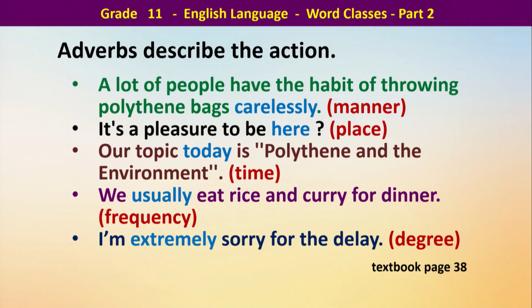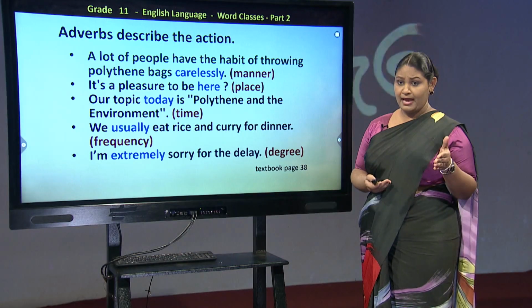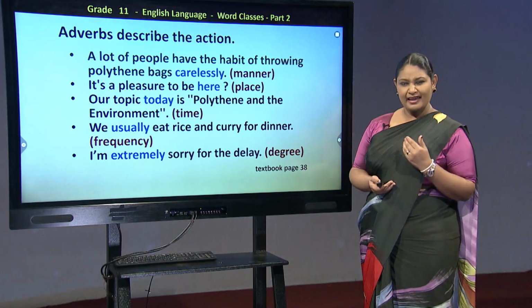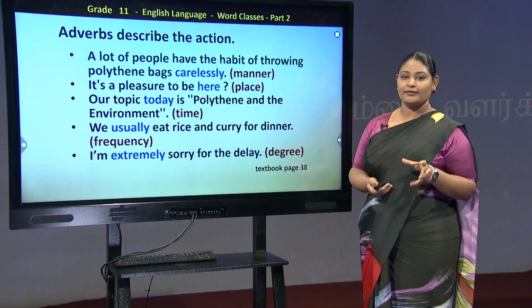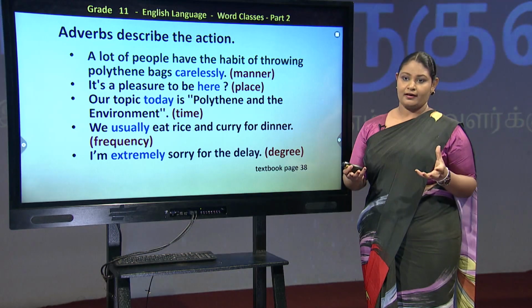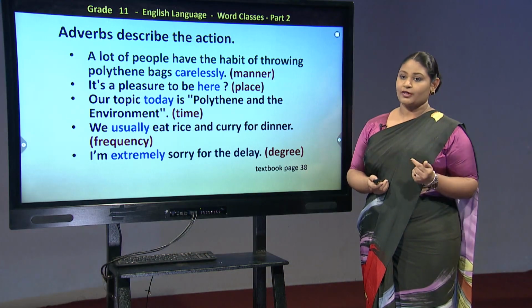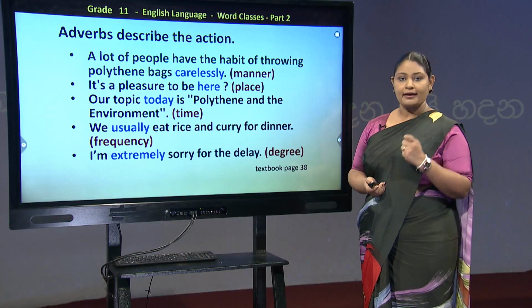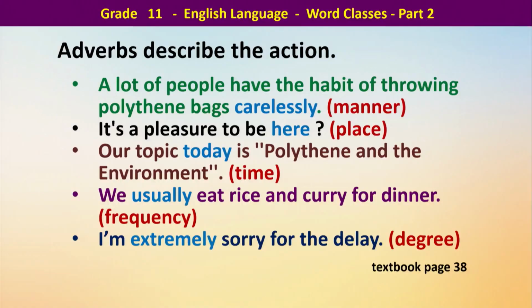So, a lot of people have the habit of throwing polythene bags. How do they do that? Carelessly, without any care, without thinking about the environment. That is the manner, that is the way of doing it. That is why we call it the adverb of manner. Let's look at the next one, Ms. Niranji. It's a pleasure to be here. Here is the adverb and it is an adverb of place. Yes, it's a pleasure to be here. Here is a place. So, that is the adverb of place.